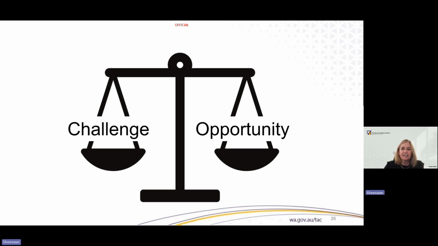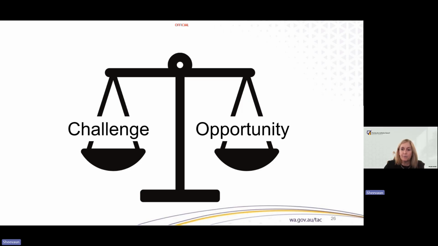Okay, so the key change for RTOs to consider in reference to outcome standard 2.2 is that the RTOs need to determine a student's suitability for a course prior to enrolment, prior to enrolment. Whilst this is going to present some initial challenges, there is absolutely no doubt about it.